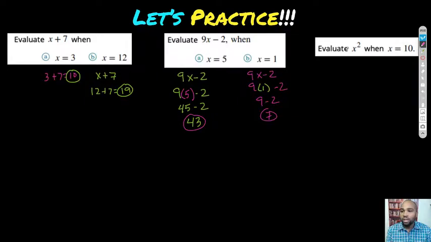And lastly, evaluate x squared when x equals 10. So we have x squared, but what if x was a 10? What would happen? So if x was a 10, and now we square it, it'd be 10 times 10.